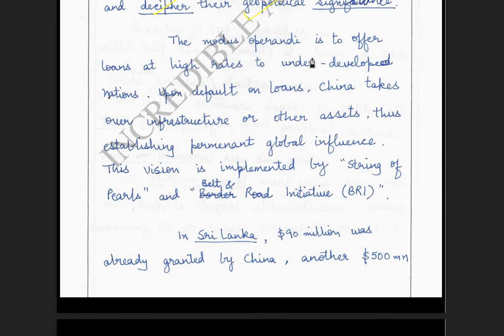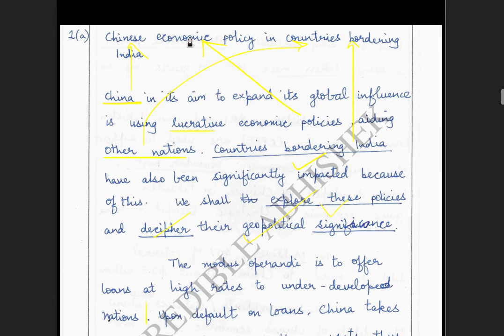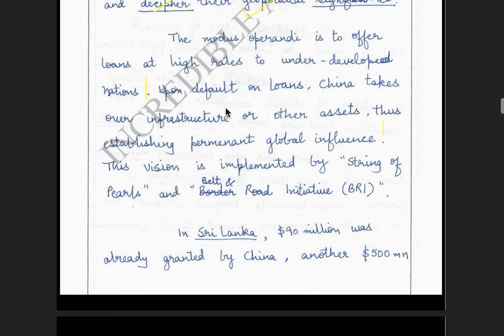The modus operandi is to offer loans at high rates to underdeveloped nations. Upon default on loans, China takes over their infra or other assets, thus establishing permanent global influence. Within two sentences, he has explained the entire idea of China and their economic policy, very crisp. This vision is implemented by string of pearls and BRI. And now you have dropped the keywords relevant to the topic. The examiner knows that this is the keyword and you have to tell this, so you have dealt with it.